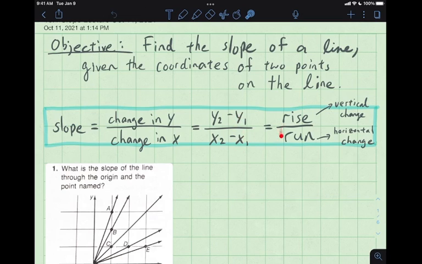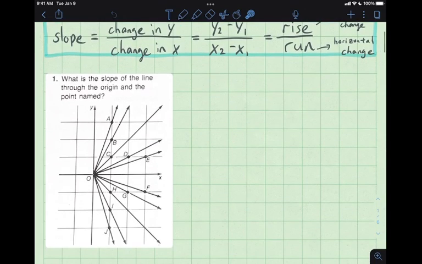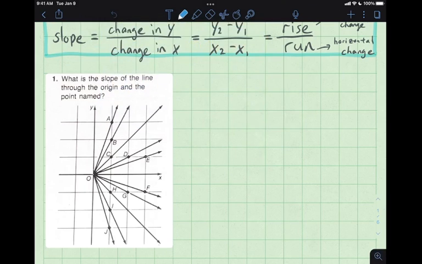More commonly, when given a graph, you may want to think about it in terms of rise over run. Specifically, that means the vertical change divided by the horizontal change. Let's see an example of that here. In this graph, all these lines start at the origin 0, 0. So calculating slope from here is figuring out these slope triangles. How many units did you go up? How many units did you go over?